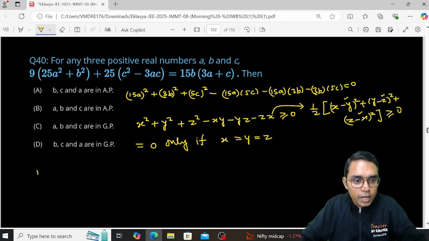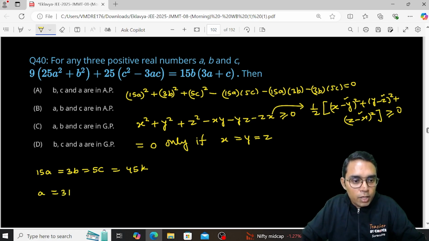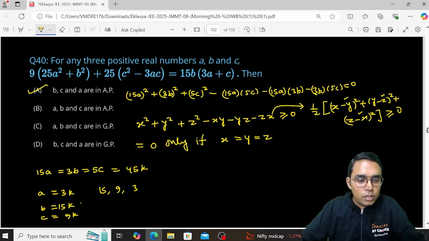So here what we should get? We should get 15A equal to 3B equal to 5C. Let us say this is some 45k. Why have I taken the 45? So that my calculation will become easier. A will be equal to 3k, B will be equal to 15k, and C will be equal to, I think, 9k. So you can see B, C, A, starting with B, then C, and then A: 15 minus 9 is 6, 9 minus 3 is 6. So B, C, A are in AP. In other orders they are not in AP, like ABC is not in AP, obviously, and GP is not there. So answer is A.